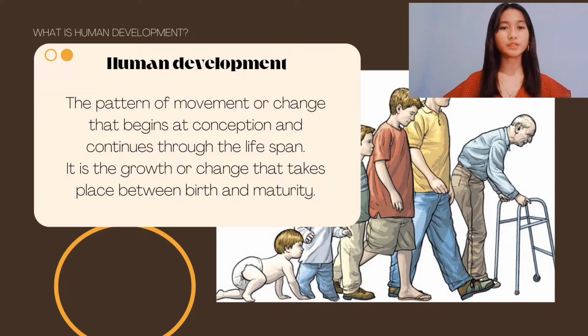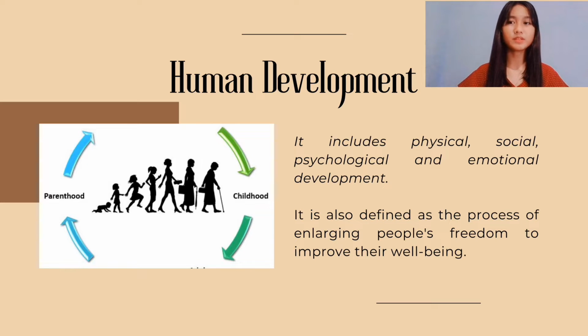Now we all know the difference between growth and development. We can now define what human development is. It is the pattern of movement or change that begins at conception and continues through the lifespan. It is the growth or change that takes place between birth and maturity. Also, human development includes physical, social, psychological, and emotional development. It is also defined as the process of enlarging people's freedom to improve their well-being.